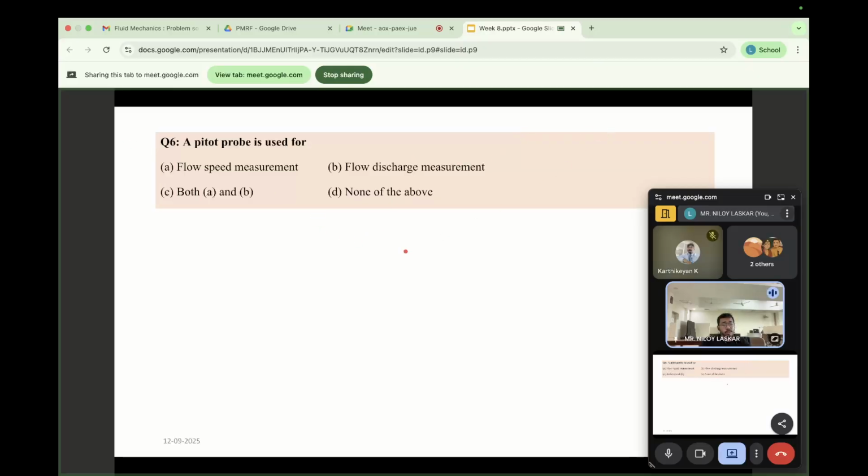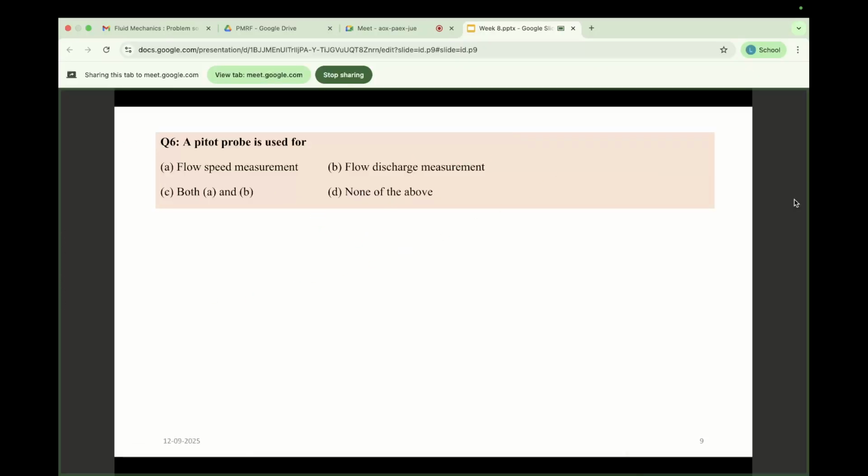So you know it's fundamental, that a pitot tube is used for flow speed measurement. That is right. But do you know on what fundamental principle it is working? The fundamental principle is that basically a pitot tube measures pressure. A pitot tube generally measures pressure at 2 points. One is the stagnation pressure and another is the static pressure.